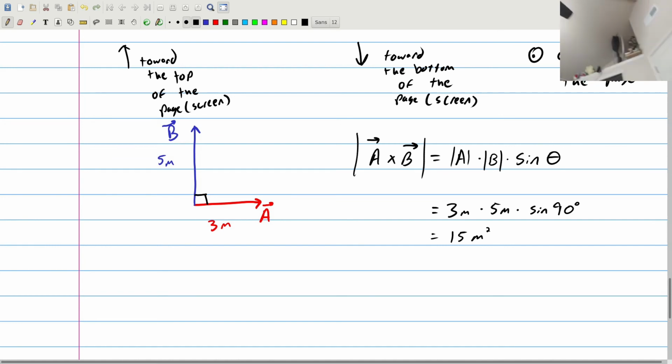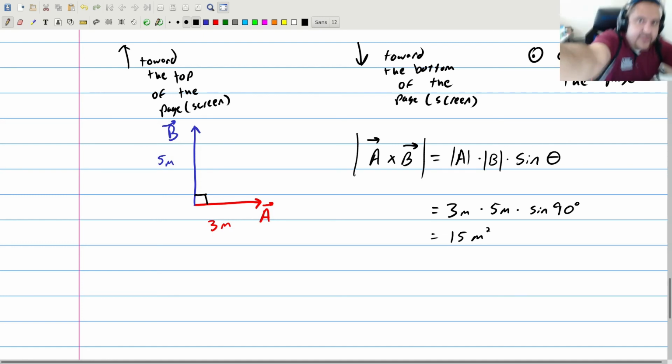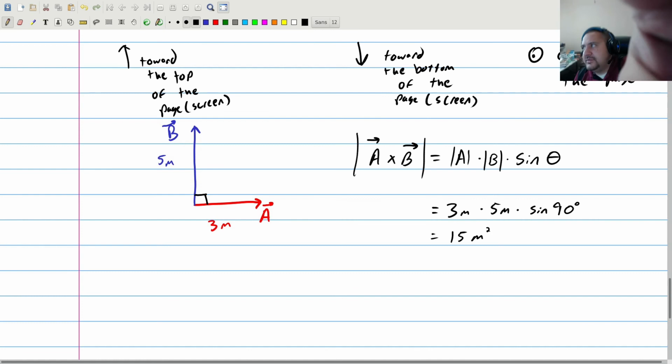So it turns out that in this case, put this back up here, and let's shrink this down again. All right, so the direction of this thing, when we look at this, is going to be out of the screen. So 15 meters squared out of the screen.